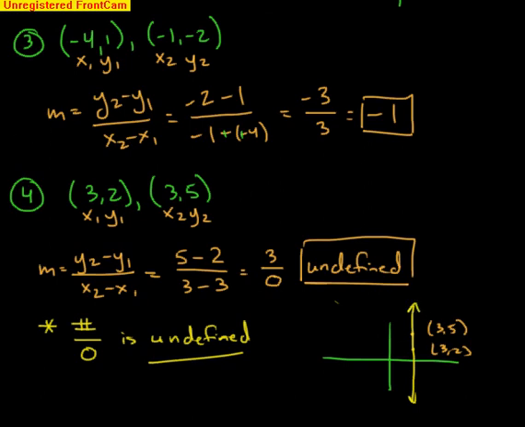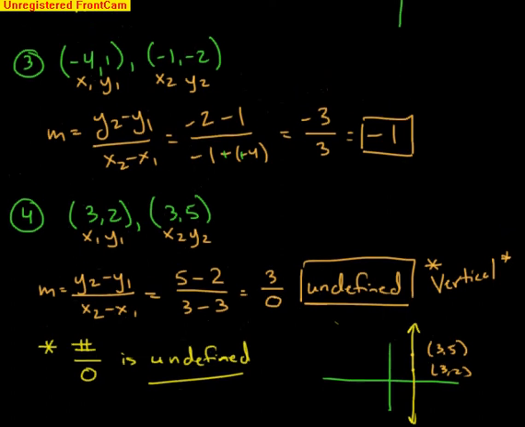What kind of line do you see? I see a vertical line. We need to understand that undefined slopes mean that the line is vertical. And again, I would like to see the word vertical next to undefined.